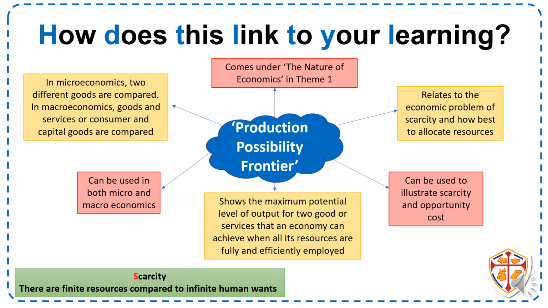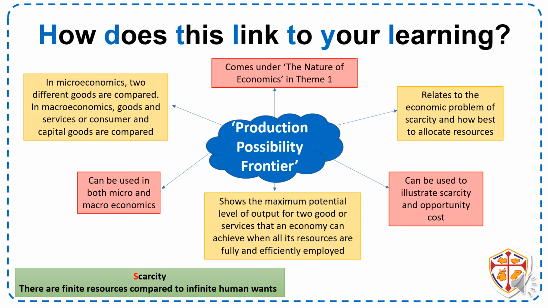How does our big idea link to your learning? Production possibility frontiers come under the nature of economics in Theme 1, so you will need to know this for your exam. It relates to the economic problem of scarcity and how best to allocate resources. In economic terms, scarcity is when there are finite resources compared to infinite human wants. Simply put, it means that there is a high demand for things that are in short supply. It can be used to illustrate scarcity, opportunity cost, and efficiency.